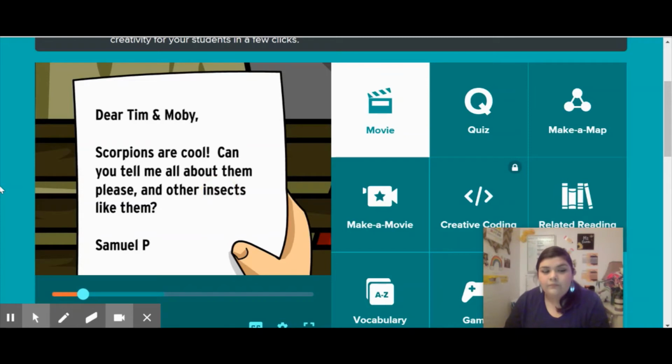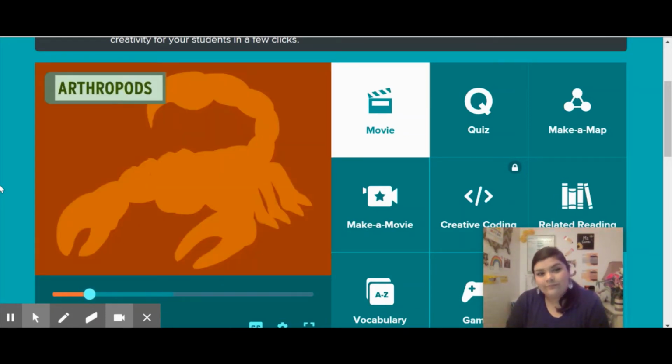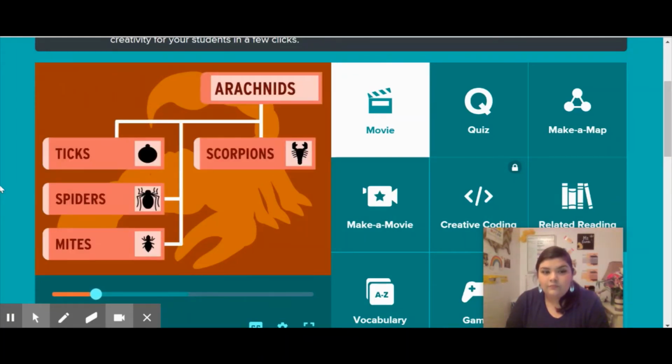From Samuel P. Well, first of all, scorpions aren't insects. They belong to a group of arthropods called arachnids. Ticks, spiders, and mites are arachnids too.